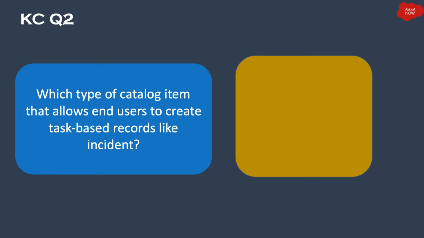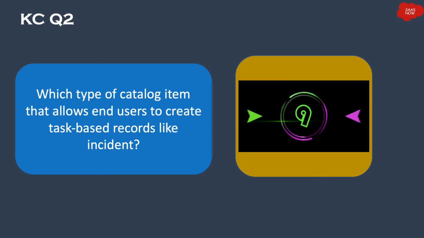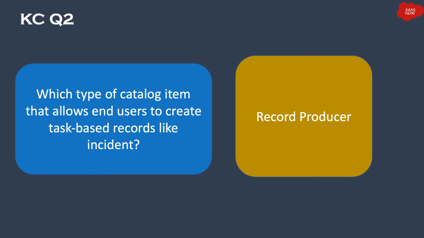Question number 2. Which type of catalog item allows end users to create task-based records like incident? Your time starts now. And answer is record producer.